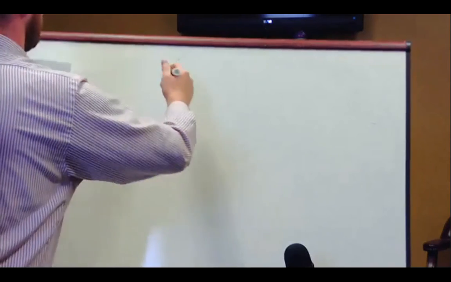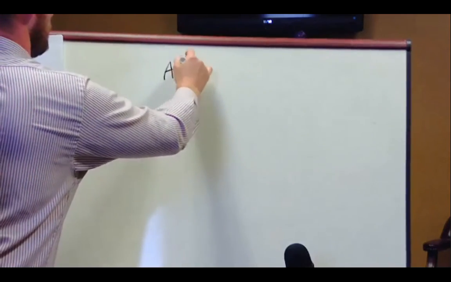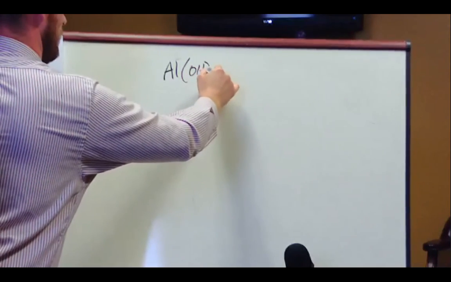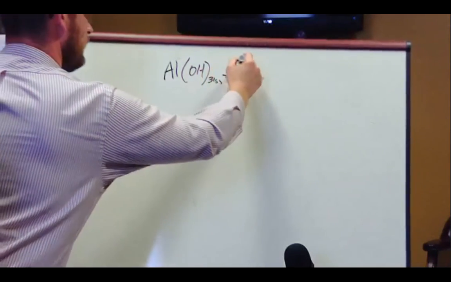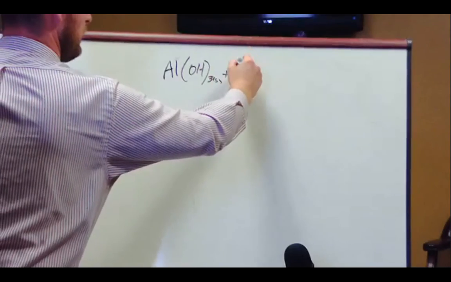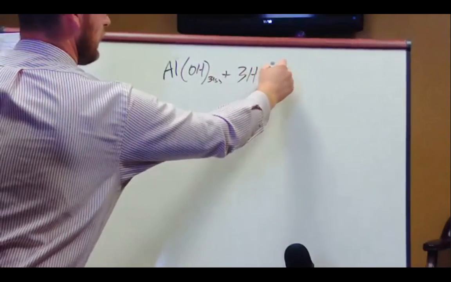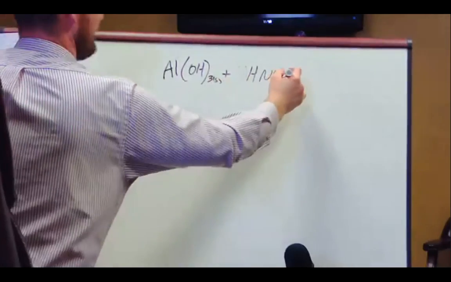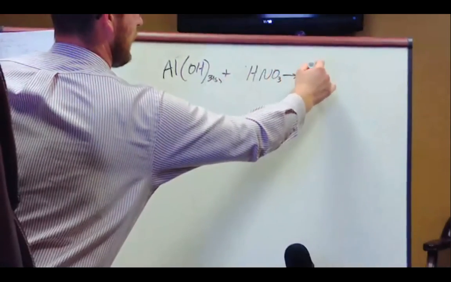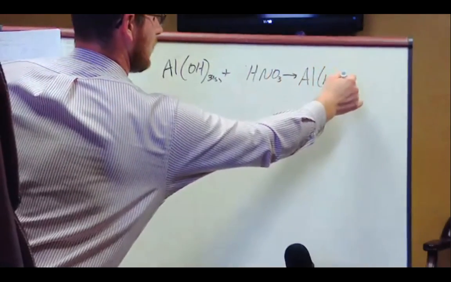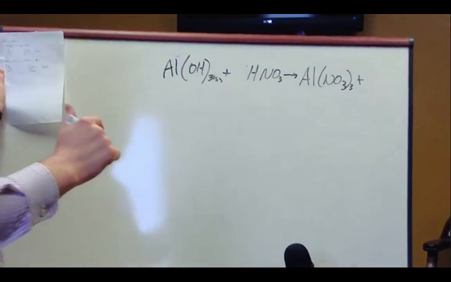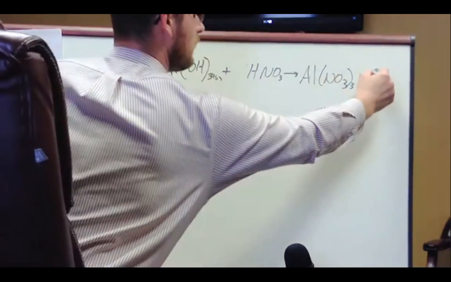So let's do aluminum hydroxide. So Al(OH)3 solid plus nitric acid, HNO3, goes to aluminum nitrate. I'm going to run out of room. Plus, yeah, we're good. Water, H2O.